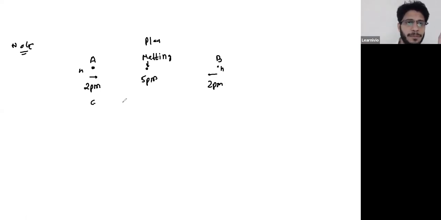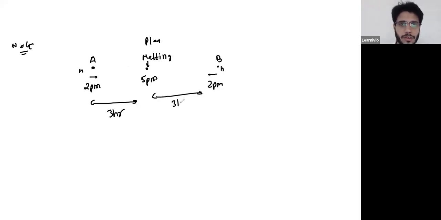So how much is the time taken by A to the meeting point? It starts at 2 p.m. and reaches at 5 p.m. How much time does A take? 3 hours. And what about B? 3 hours. Yes.